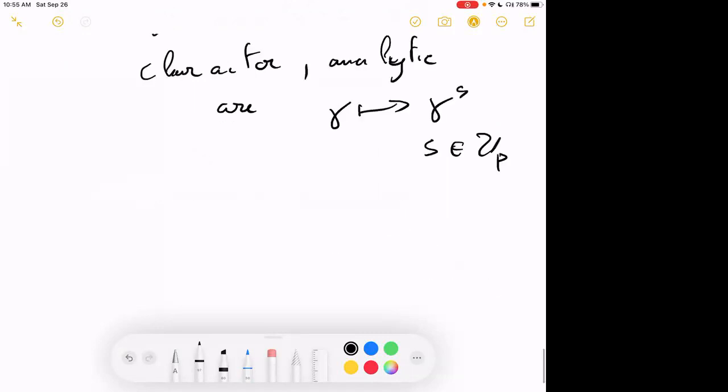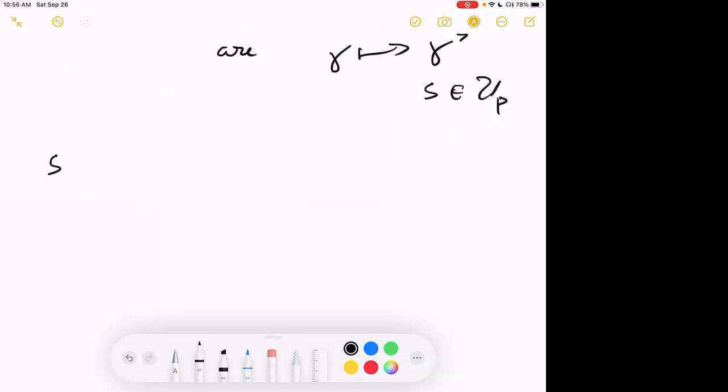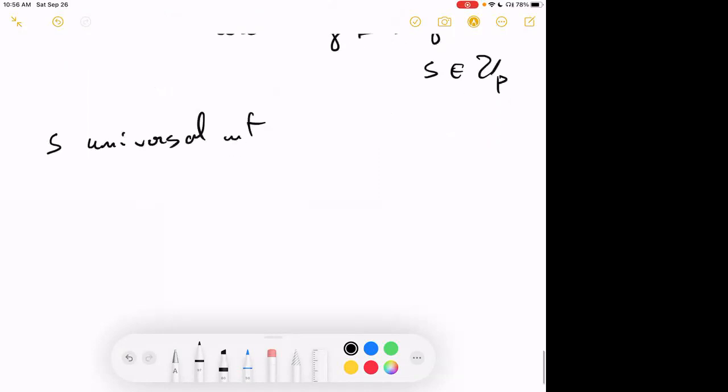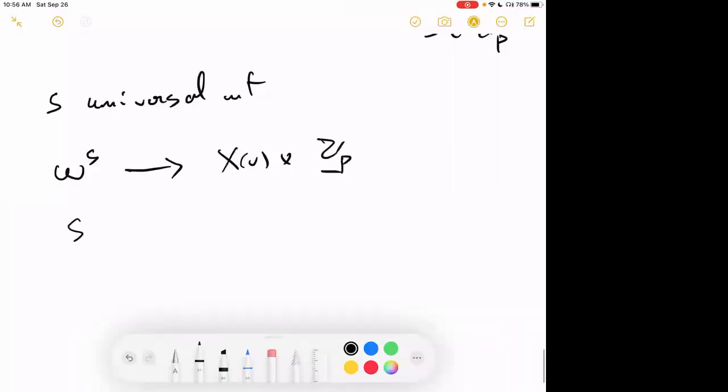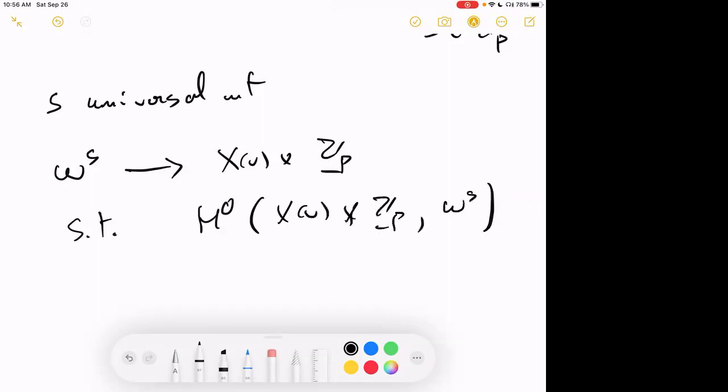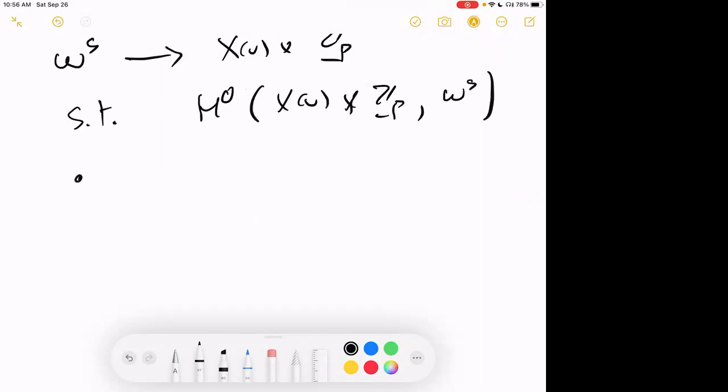And so, well, we still get something. If we consider s the universal weight, which is somehow the generic element of Z_p, we can still construct omega s over XV times the locally constant group scheme Z_p, such that if we take its global sections, U_p acts on this space completely continuously, well, compactly. And we can define slope decomposition.